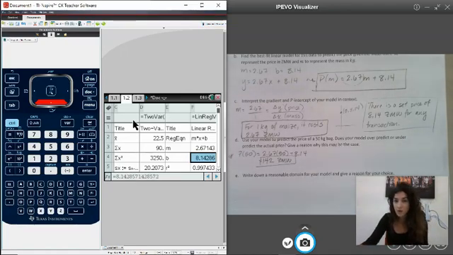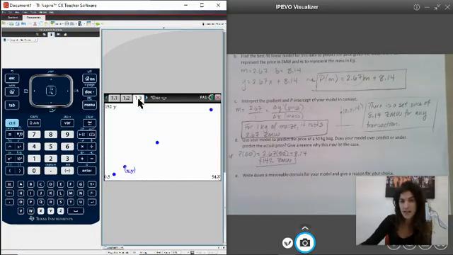I do want to go real quickly and show you that instead of doing it this way, you could also use your calculator and use the graph aspect of your calculator in order to do this. So I'm going to scroll back over to this graph that I had.